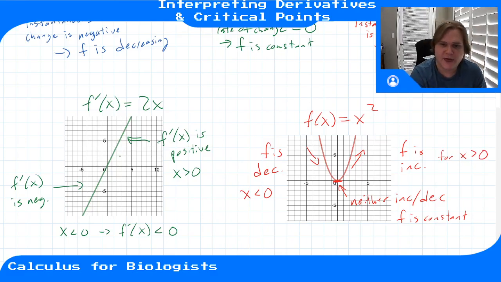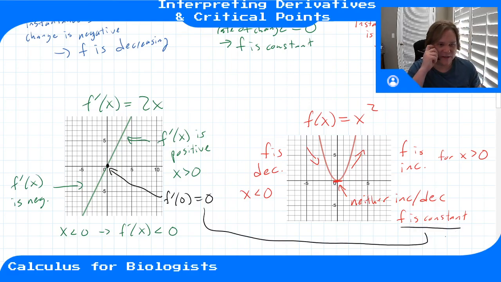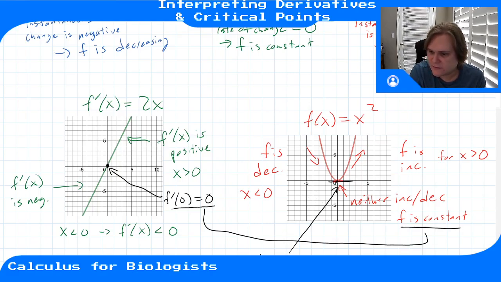And then if we look at our derivative exactly at 0, f prime at 0 is equal to 0, which corresponds to the fact that f is constant there. So if we were to draw the tangent line here, we'd say the tangent is flat, or has zero slope, which corresponds to the value of our derivative there.